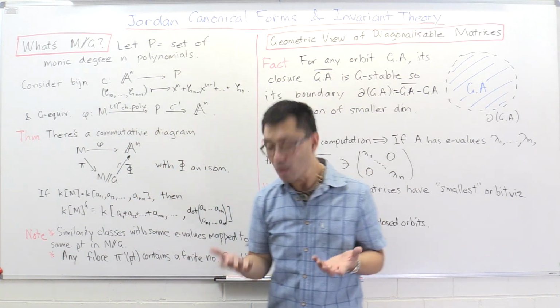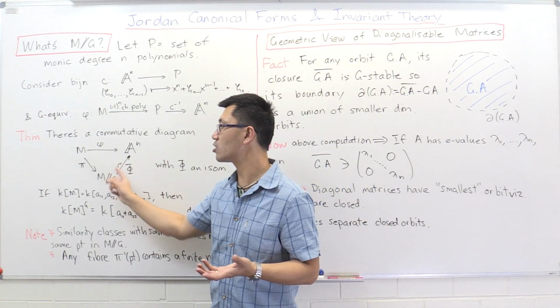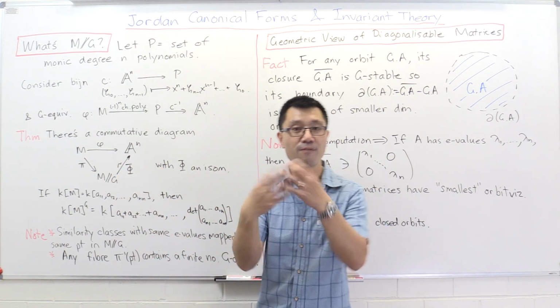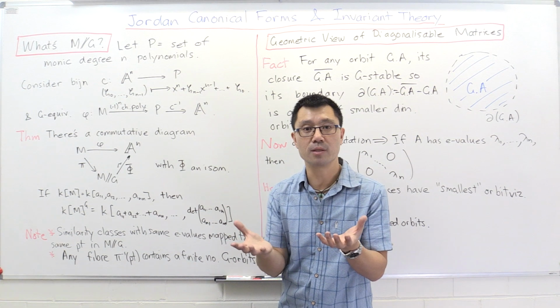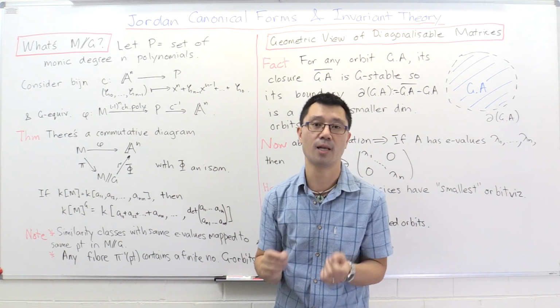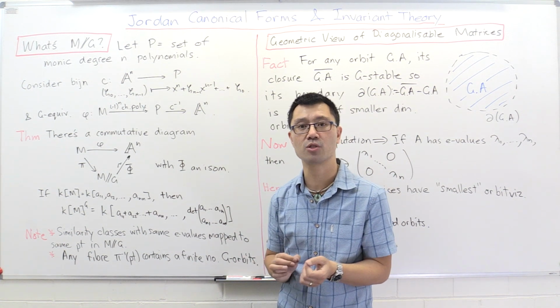And the subtlety of Jordan canonical forms is the fact that, once you work that out, that corresponds to a finite number of G-orbits. So then you have to find out which G-orbit it lies in, and that's a separate sort of question.